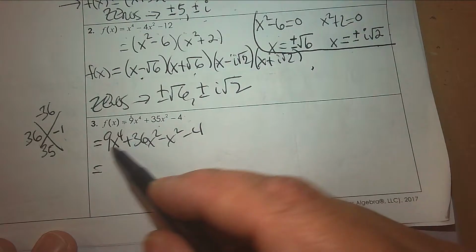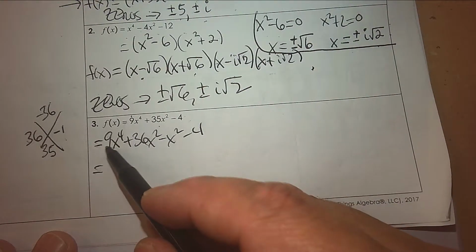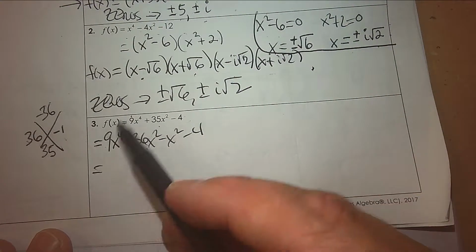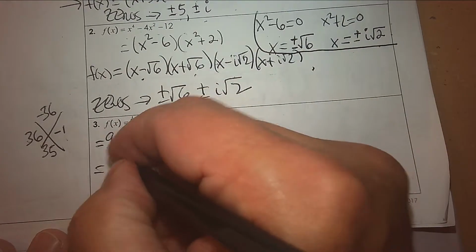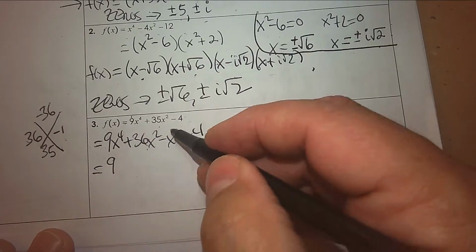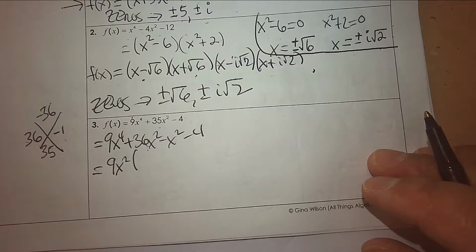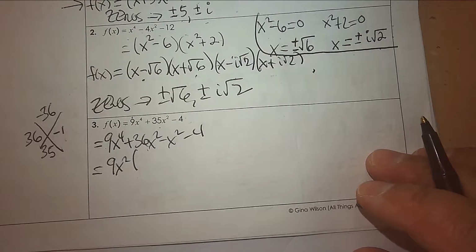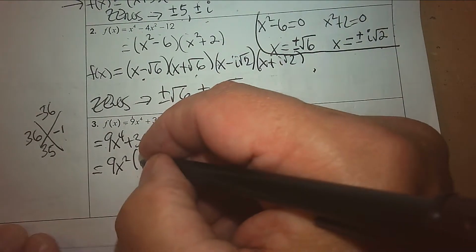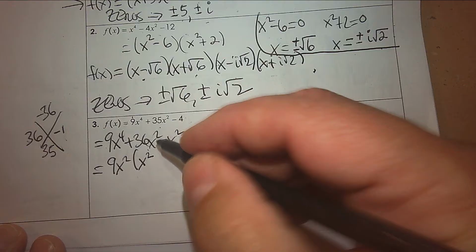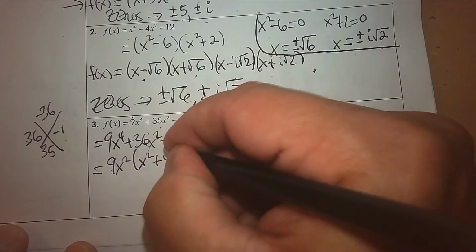Now we're going to factor by grouping. So when I look at the first two, what do they have in common? What's the biggest number that goes into 9 and 36, and they both have at least how many x's? So it's 9x squared. And then how do I find what's left over in the parentheses? Divide. So 9 divided by 9 leaves me with x squared. 36 divided by 9 leaves me with 4.